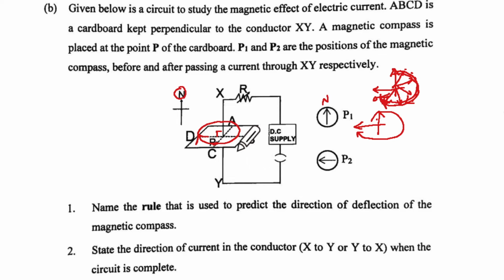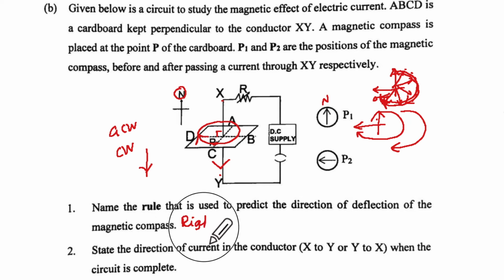Alright. Now remember, the magnetic field around the conductor carrying current is given by the right hand thumb rule. If it is thumbs up, that is when your thumb is up, it is anti-clockwise direction. And when it is thumb pointing downward of your right hand, then it becomes clockwise direction. What direction is this? This is clockwise. That means the current must be this way. Now, if it is this way, we will show it in the diagram this way. So it is going from X to Y. Which rule did we use? We used the right hand thumb rule.